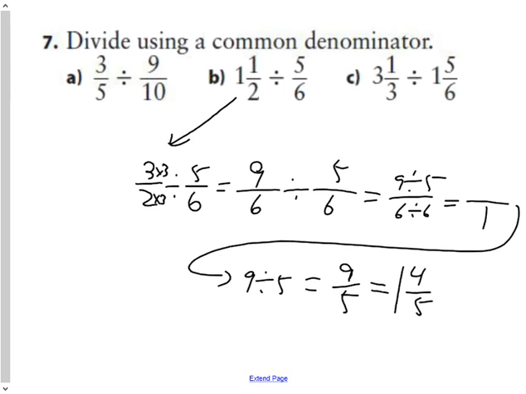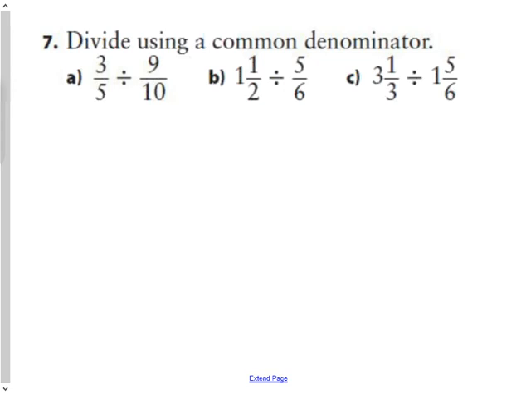1 4/5. And our last one has the division of two mixed fractions. So just like B, I'm going to change both of those mixed fractions into improper. So 3 and 1/3 is 10/3 divided by 11/6. This is the exact same question except improper instead of mixed. My common denominator will be 6.